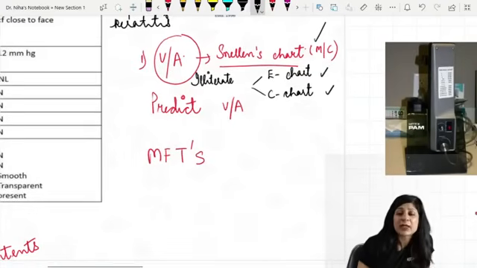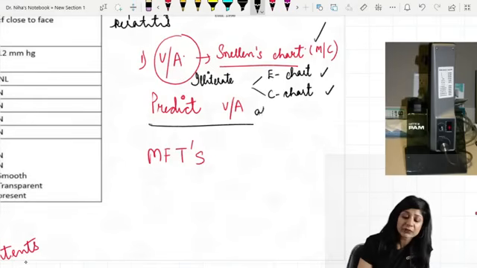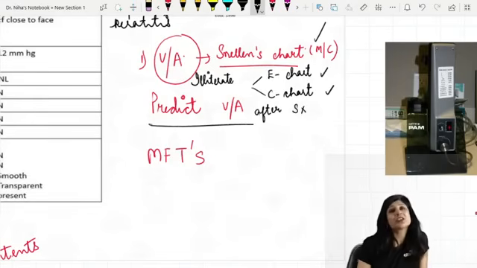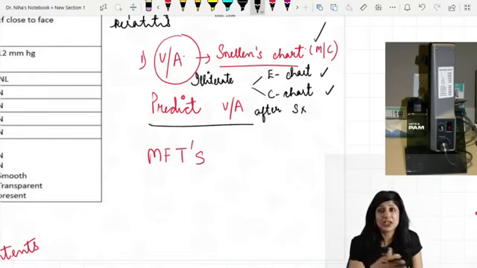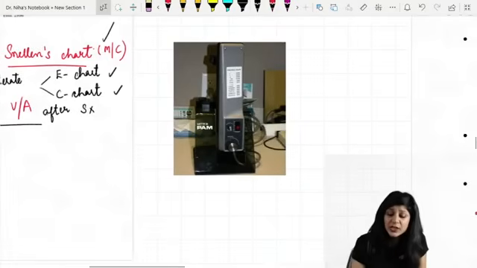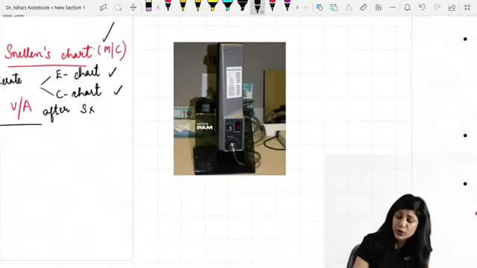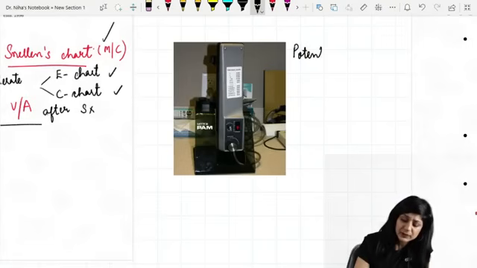Then there are certain methods by which we can predict the visual acuity after the surgery. Nowadays we have certain tools by which I can get a rough estimate of what the visual acuity in this person will be after the surgery. This is your potential acuity meter.